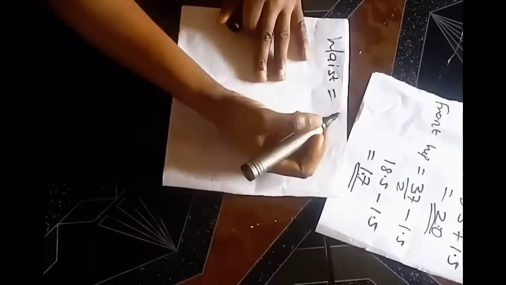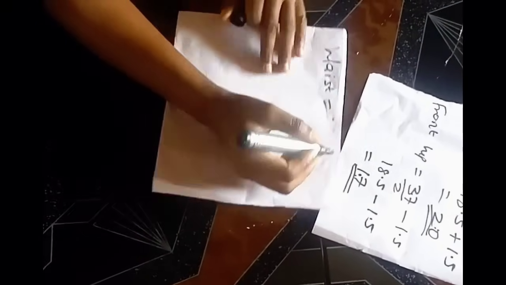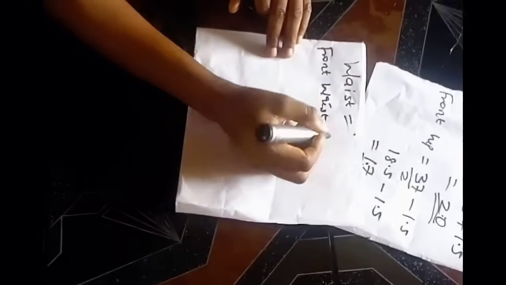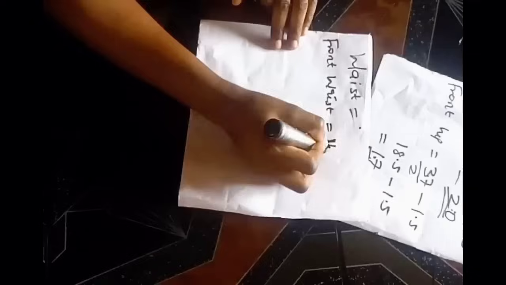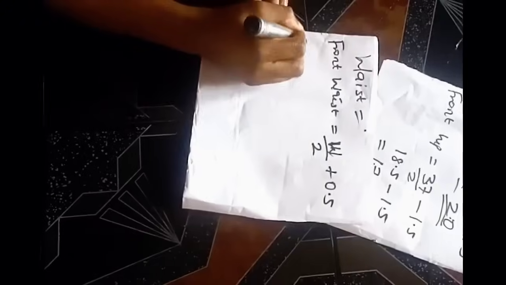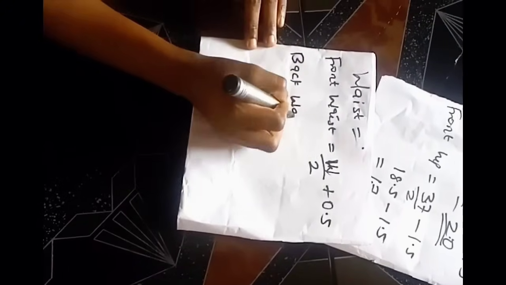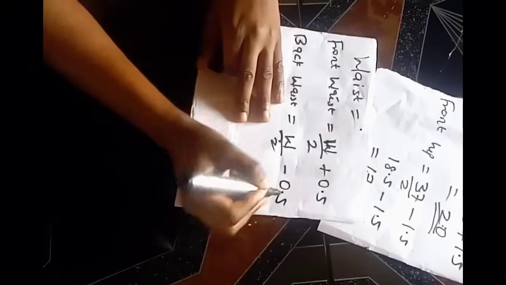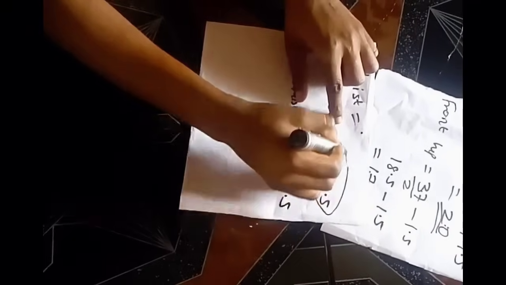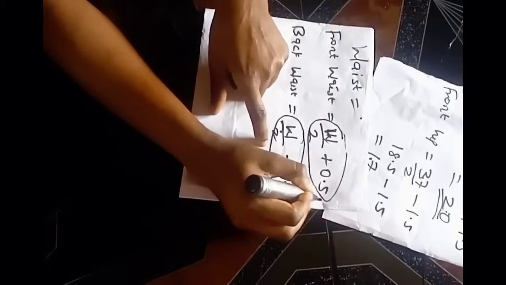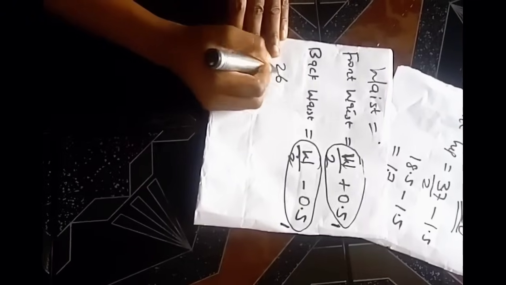So for the waist now, if you have a big tummy, you might consider using this formula for your waist. But if you have a flat tummy just like me, you go ahead and divide your waist by 4. If you have a big tummy, you can divide your waist by 2 and then add 0.5 for the front waist. And for your back waist, you divide your waist by 2 and subtract 0.5 or even 1 inch. So this applies for people that have big tummies. But if you have a flat tummy just like me, you go ahead and divide your waist by 4.